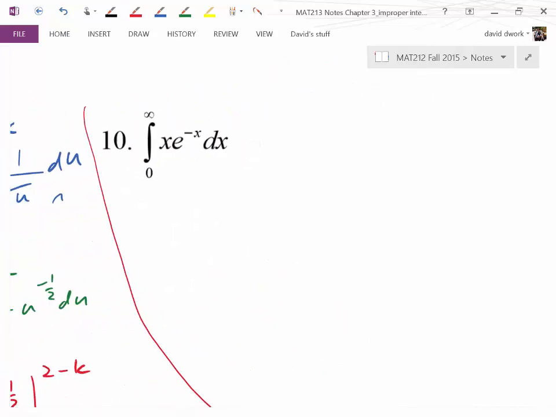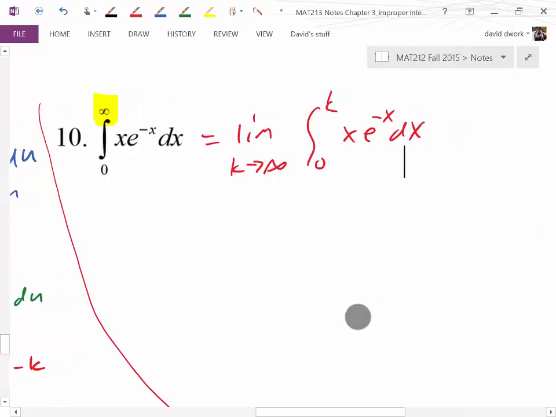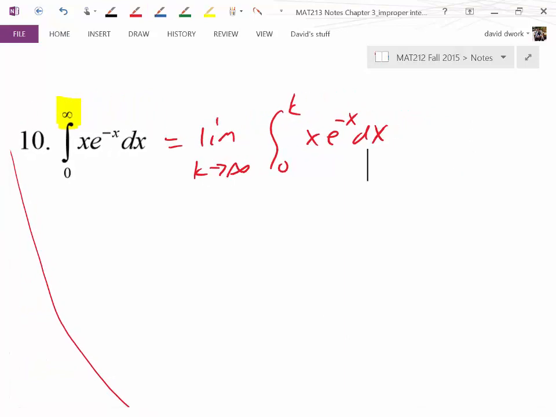And last but not least, looking at this problem, you can hopefully identify, all right, the 0, is this a concern for us? Well, no, I'm not dividing by 0. This is defined. The infinity is the problem. So that's where we're going to use our limit. We're going to say the limit as k approaches infinity of the integral from 0 to k of x e to the negative x dx. All right. Now, how do we do this integral? Well, substitution, I'm not seeing a great sub. How about instead we use by parts?